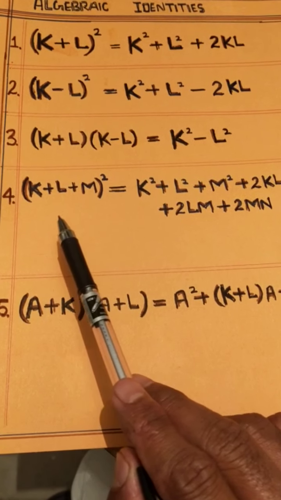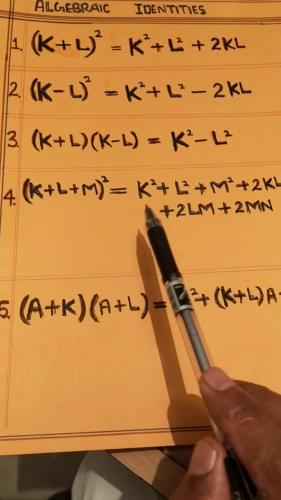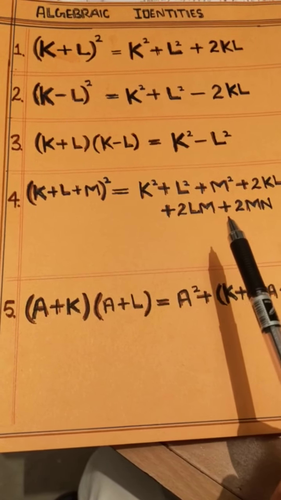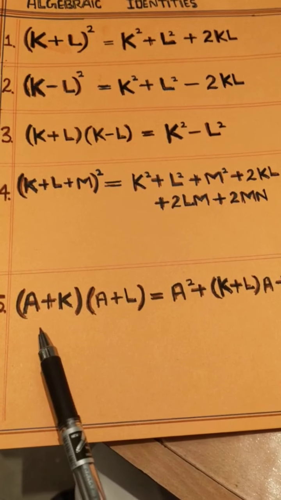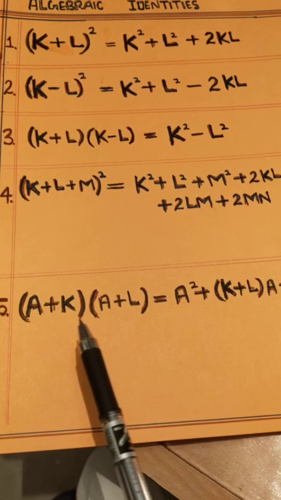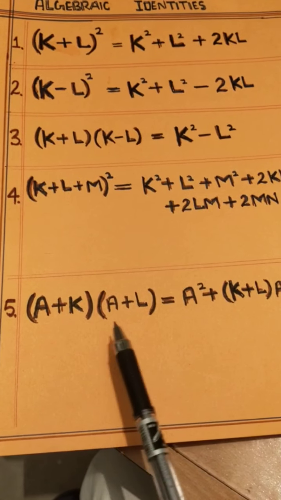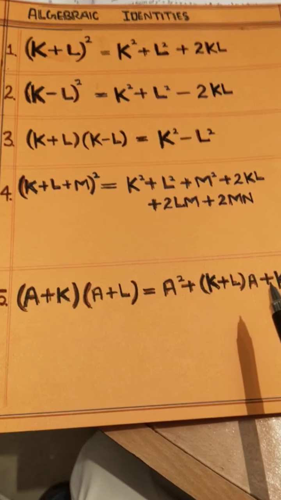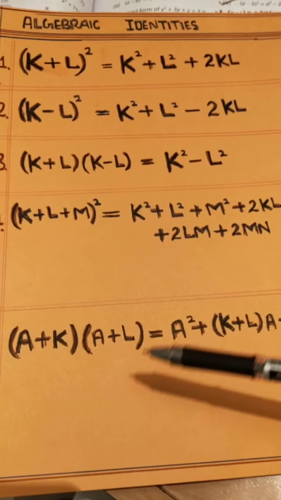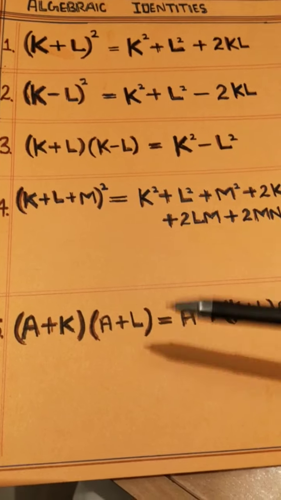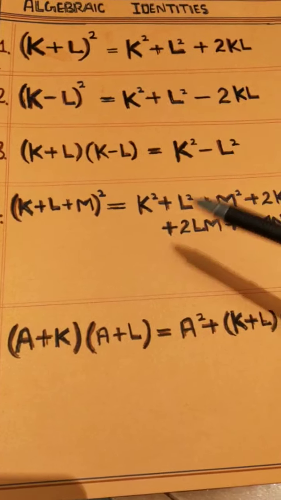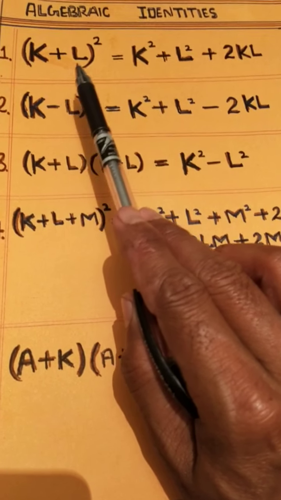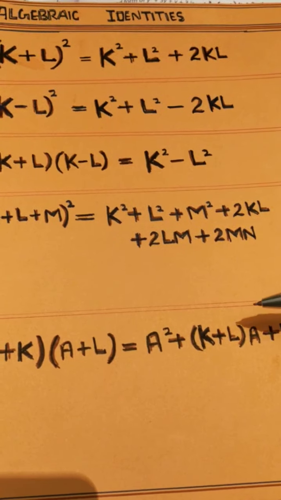Next, (K plus L plus M) whole square is K square plus L square plus M square plus 2KL plus 2LM plus 2MK. Fifth, (A plus K) into (A plus L). Here K and L are numbers and A is your variable. This is equal to A square plus (K plus L)A plus KL. So in this way you can take either a white sheet or a page of your scrapbook and take any two alphabets other than A and B, and write all these identities.